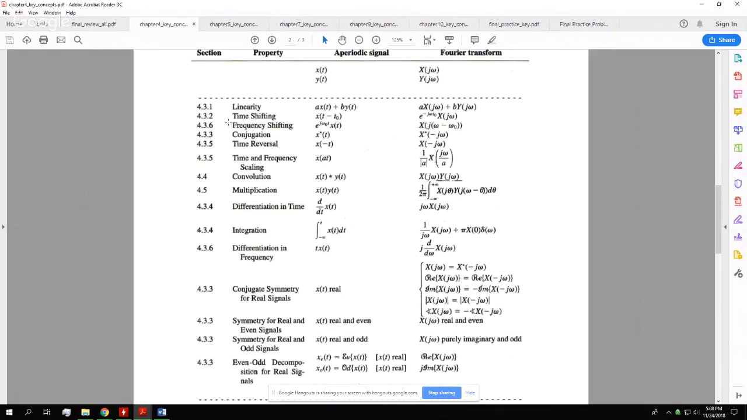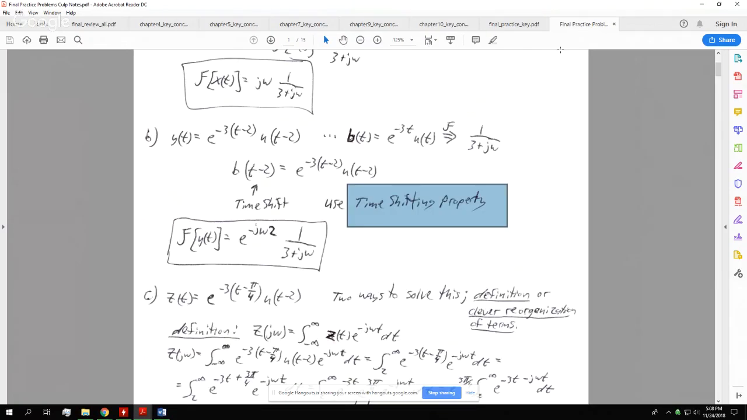Time shifting is right here. And it looks like all we have to do is get the exact same transform, but stick this in front of it: e to the negative j omega t naught, where t naught is our time shift. So we have to determine our time shift and then just plug it into this new term. So what is our time shift? Our time shift is t minus 2. So we have a 2. We're just going to plug in a 2 and stick that in front of our basic transform pair. So that's what I did here.